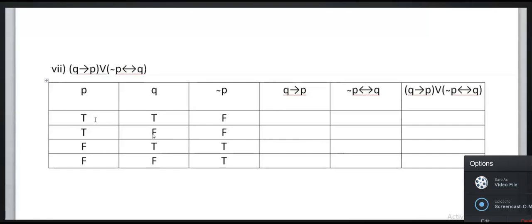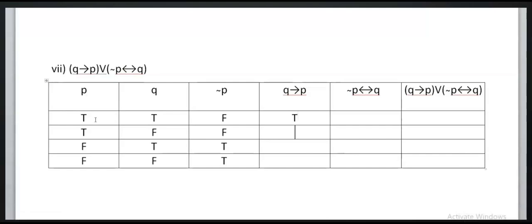Otherwise, what implies what. F implies T, therefore it is true. T implies F, therefore it is false. See this. First is T. Then F implies T, T. T implies F, is F. F implies F, therefore it is true.